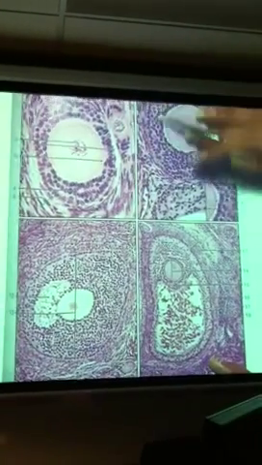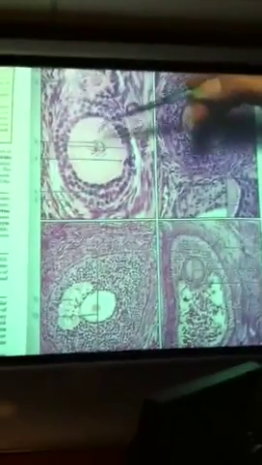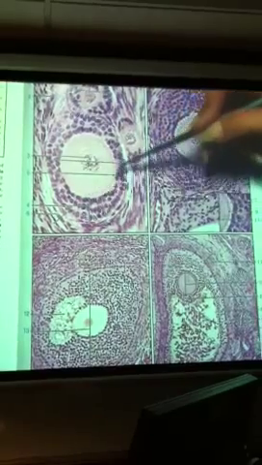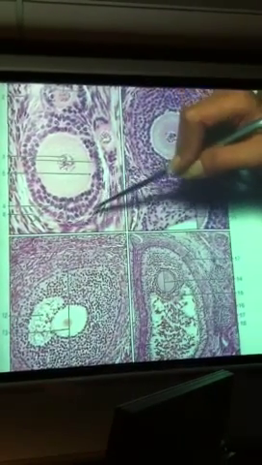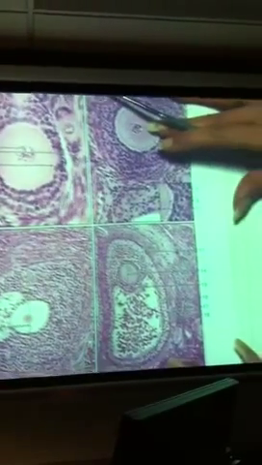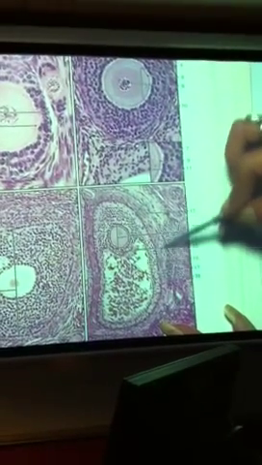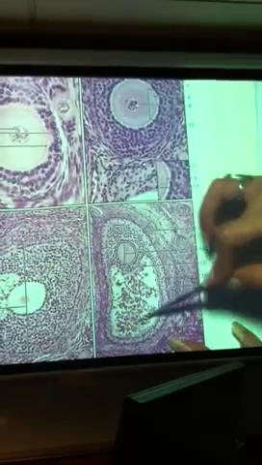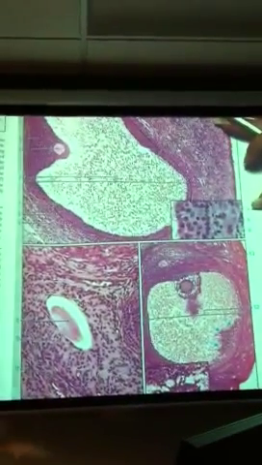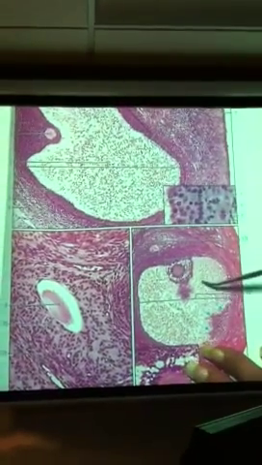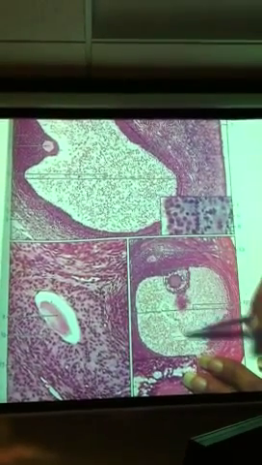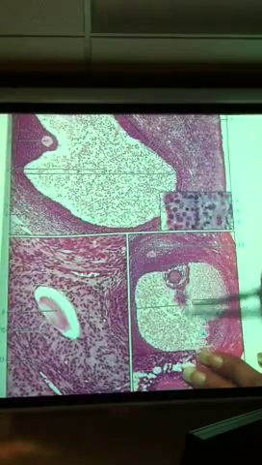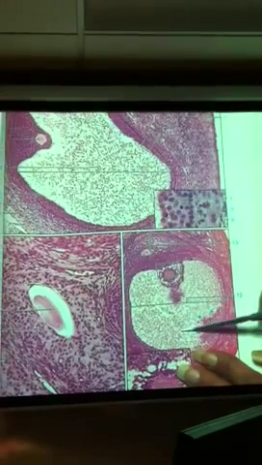So what you're looking for is to be able to differentiate between a primary follicle, which has no antrum around it, and a Graafian follicle, which has the oocyte and the antrum. Okay? And here's another picture of what a tertiary or a Graafian follicle can look like. Here's the oocyte, and here is the antrum.